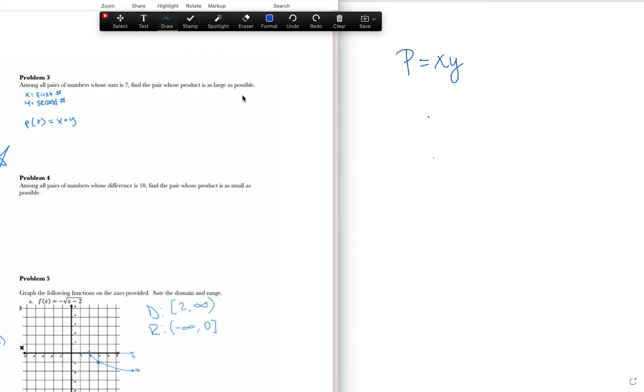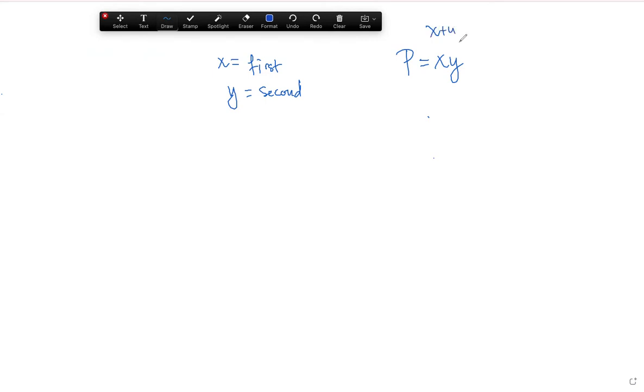That their sum is 7. Exactly. What does sum mean? Addition. Yeah, so turn that information into a mathematical equation. What would it say? X plus Y equals 7. Exactly. X plus Y equals 7. Okay, so then from this equation, get Y by itself. What would I have to write? Y equals 7 minus X.